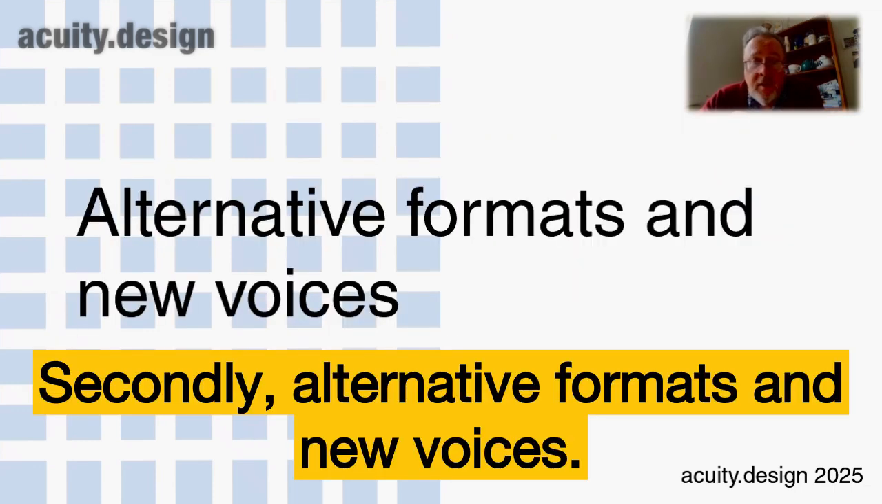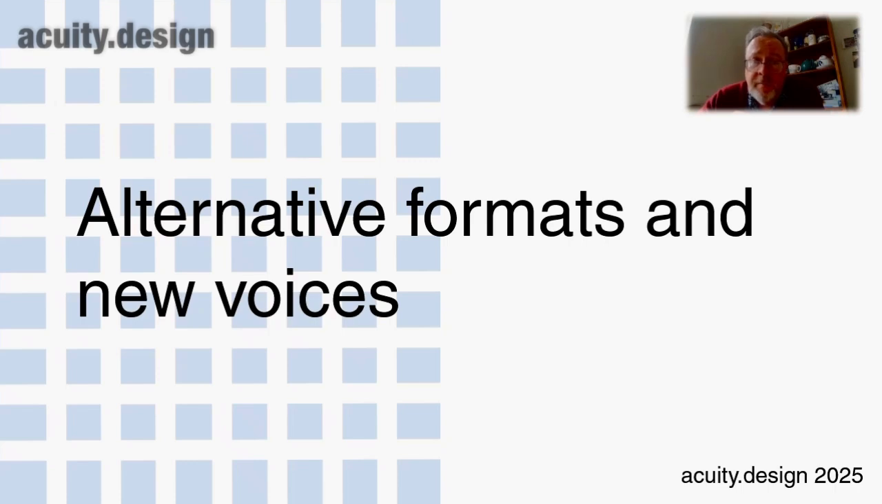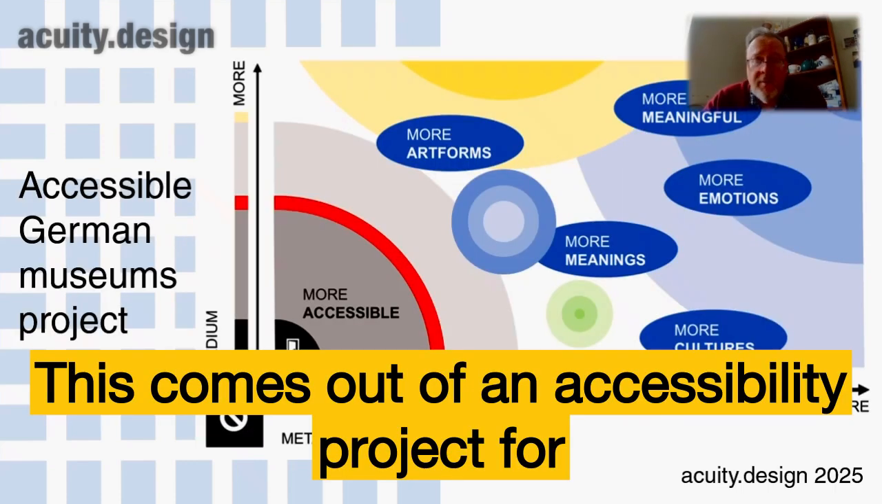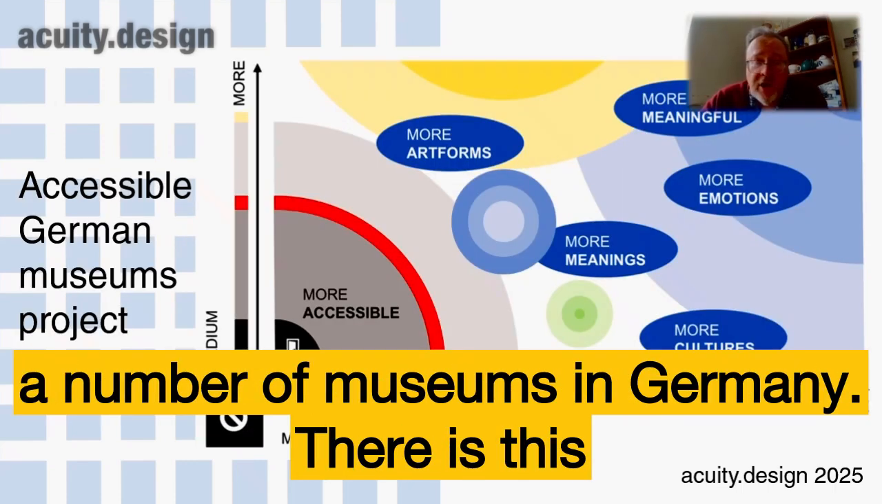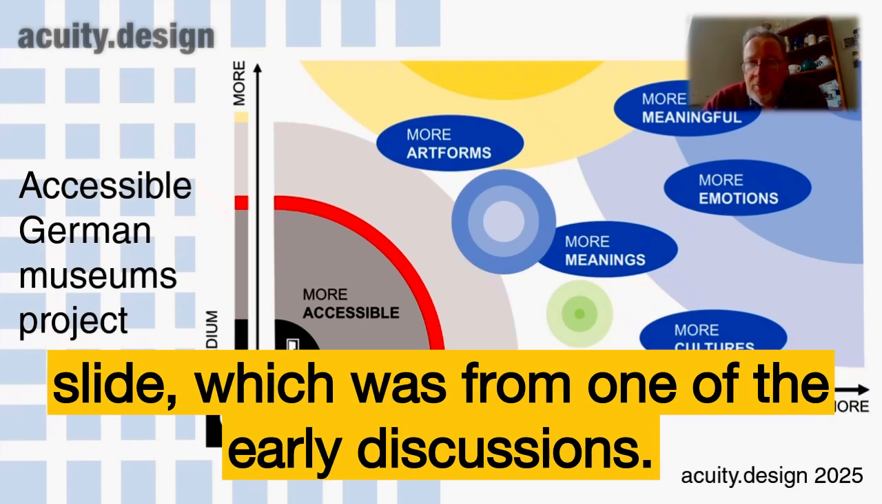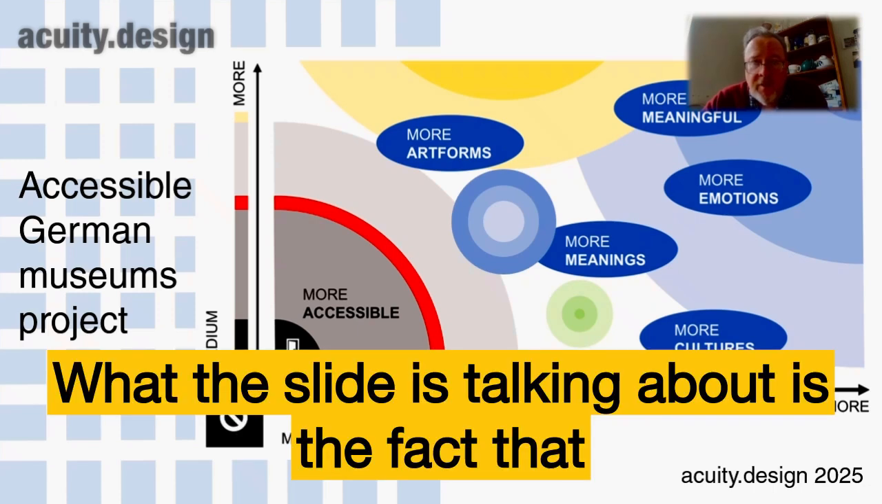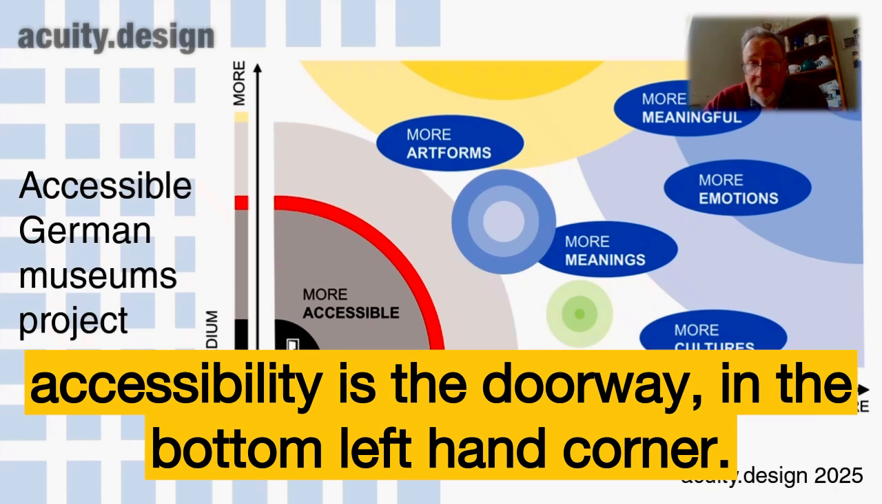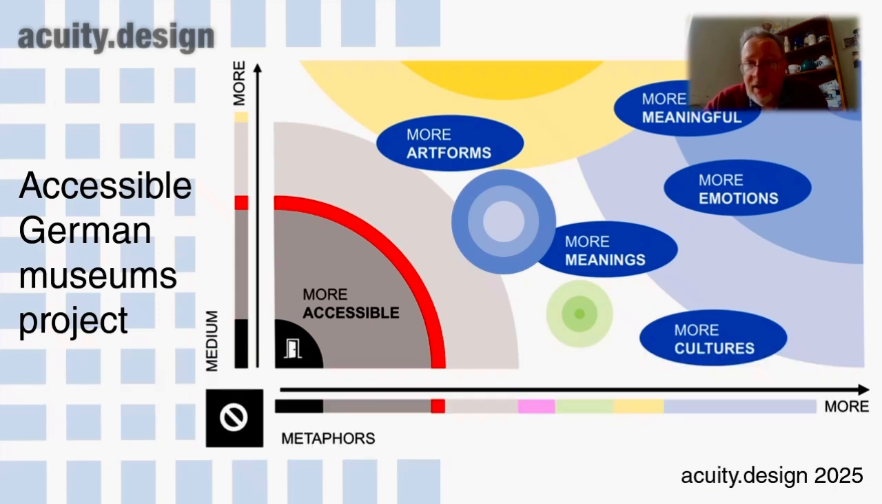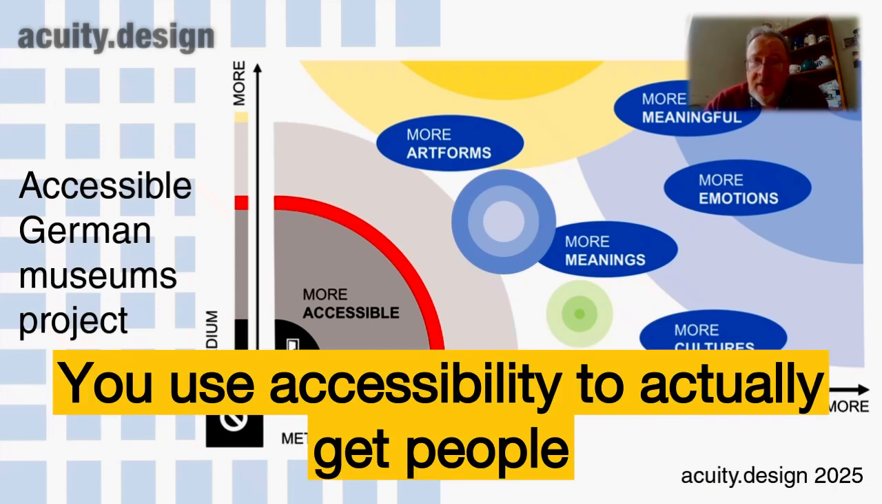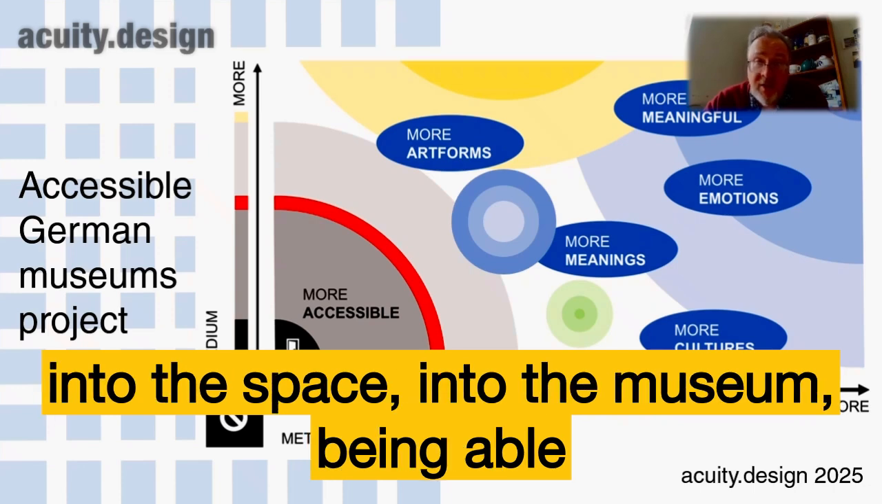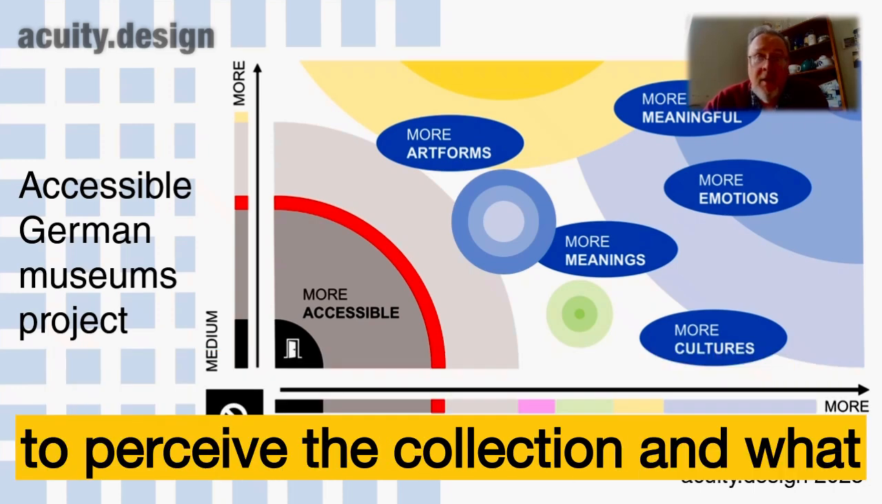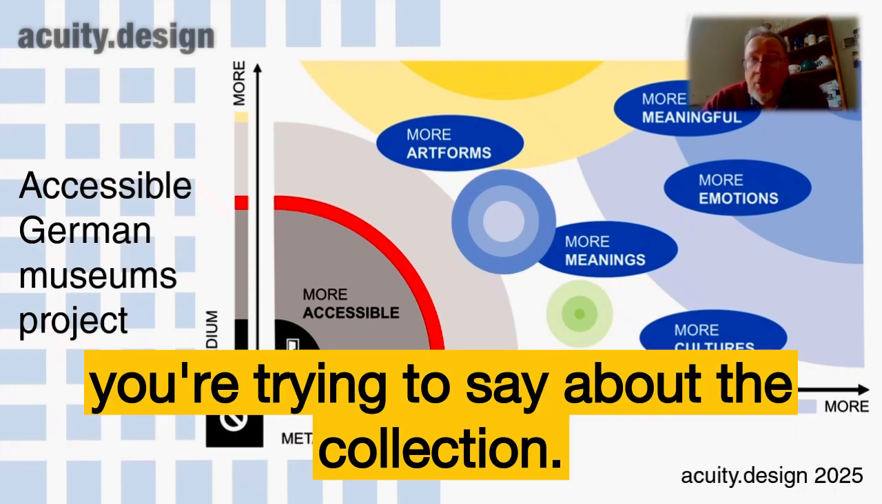Secondly, alternative formats and new voices. This comes out of an accessibility project for a number of museums in Germany. What this slide, which was from one of the early discussions, is talking about is the fact that accessibility is the doorway, bottom left-hand corner. You use accessibility to actually get people into the space, into the museum, being able to actually perceive the collection and what you're trying to say about the collection.